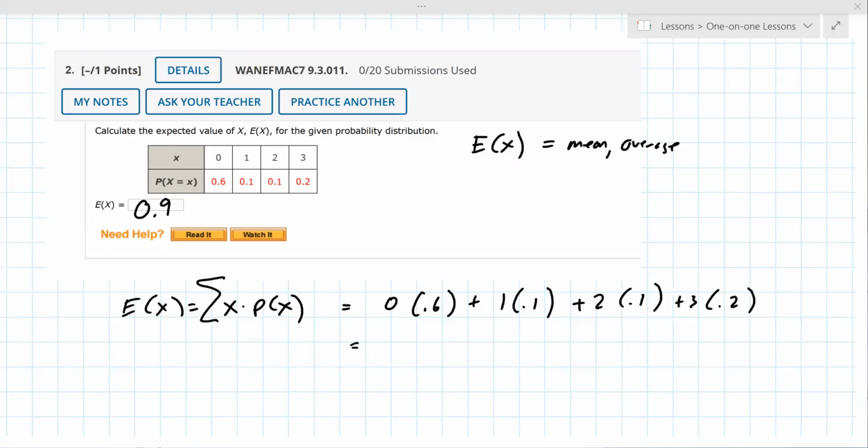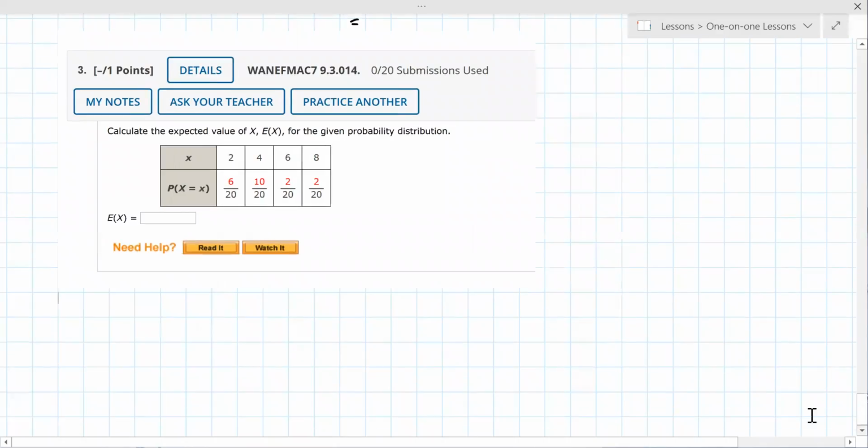All right, so I'm going to just step away for like 30 seconds. This is the exact same problem with different numbers. Give it a try. I'll be right back. Okay.